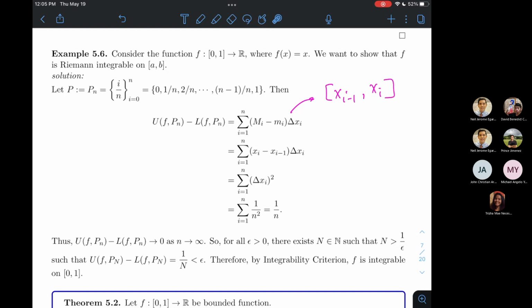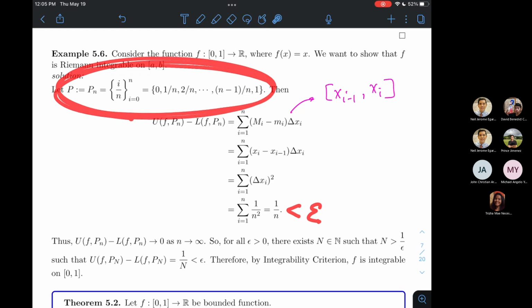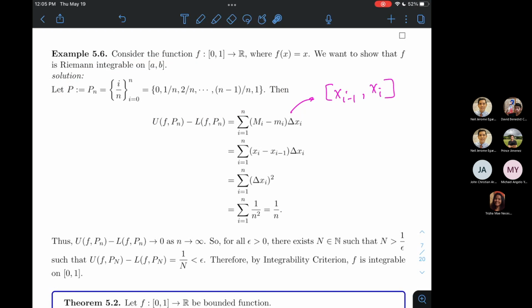Tama si David. Thank you, David. That's perfect. It's the Archimedean Principle. So by the Archimedean property, kaya kong makapili ng little n such that this guy will be less than any given epsilon. So that tells us there is a partition inducer of this form that can make this difference very, very close to 0. And therefore, by the integrability criterion, f is integrable on the closed interval 0, 1. Okay?